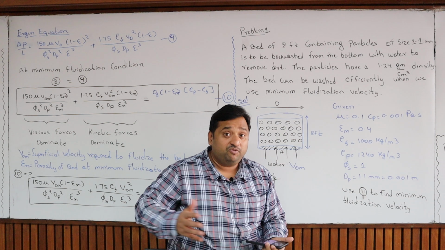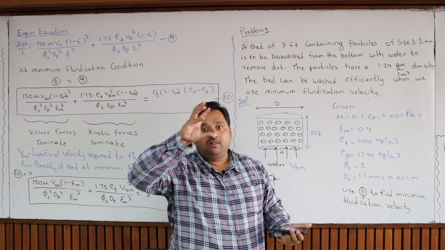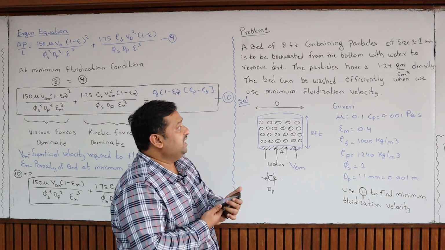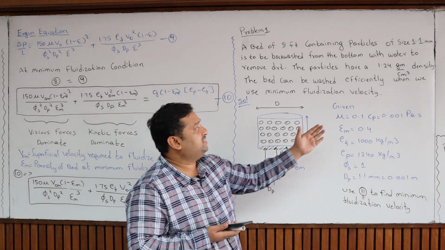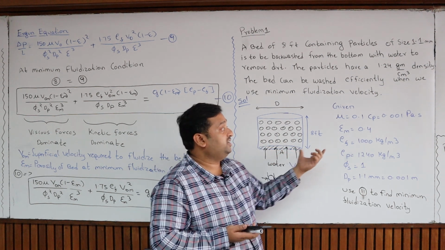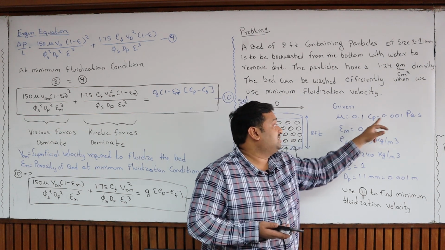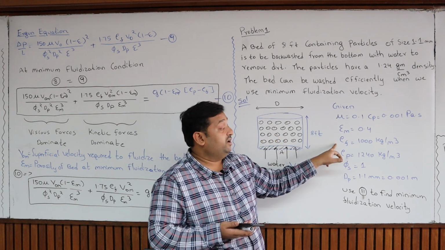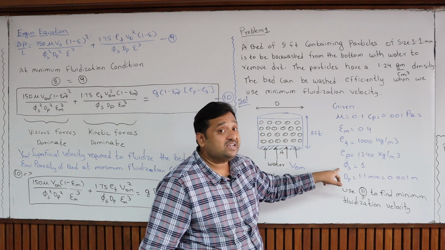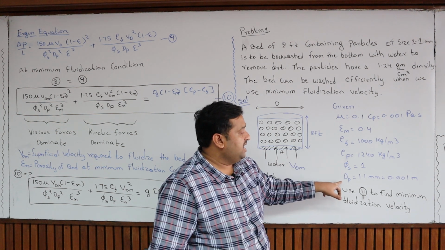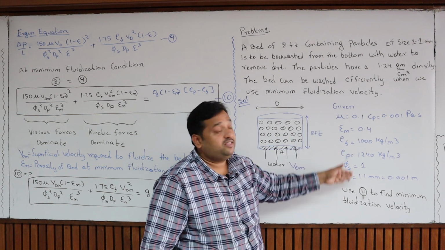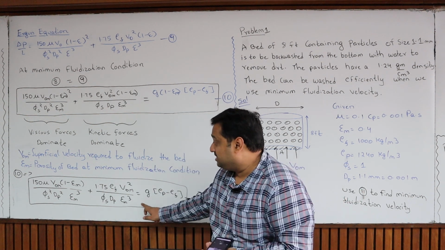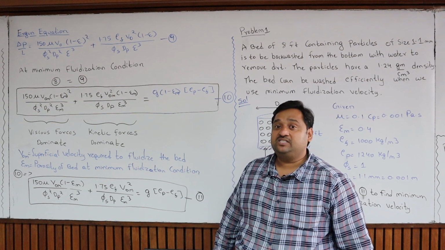That means it is better to fluidize the bed, so that all the particles will be in floating conditions and easy to remove the dirt. Given the viscosity of the water in pascal-seconds, the porosity at the minimum fluidization condition, density of the fluid, density of the particles, sphericity and diameter of the particles, everything is given. You have to use equation number 11 to estimate the minimum fluidization condition.